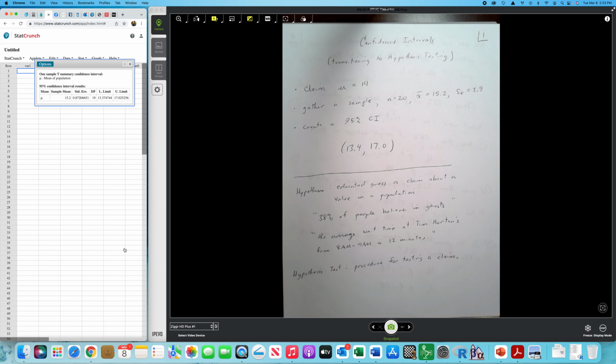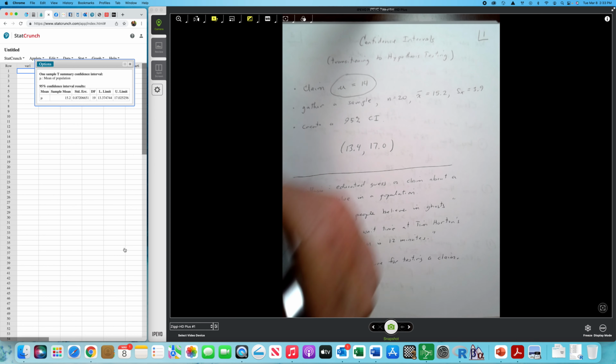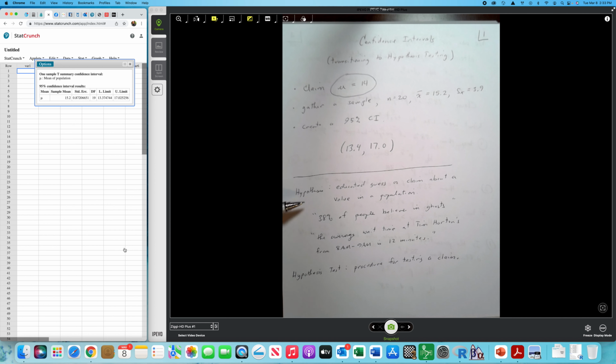Now, first of all, let's think about it, in general, what is a hypothesis? I think of a hypothesis in general as just being an educated guess. If I think about hypothesis in the context of statistics, I think about it as being a claim about a value in a population. This, I believe, would be a hypothesis. It's a claim, right? The mu value is 14. I've given you a couple of examples here. Let's say that someone makes a claim that they feel that 38% of people believe in ghosts. Well, that's a claim that could be a hypothesis.